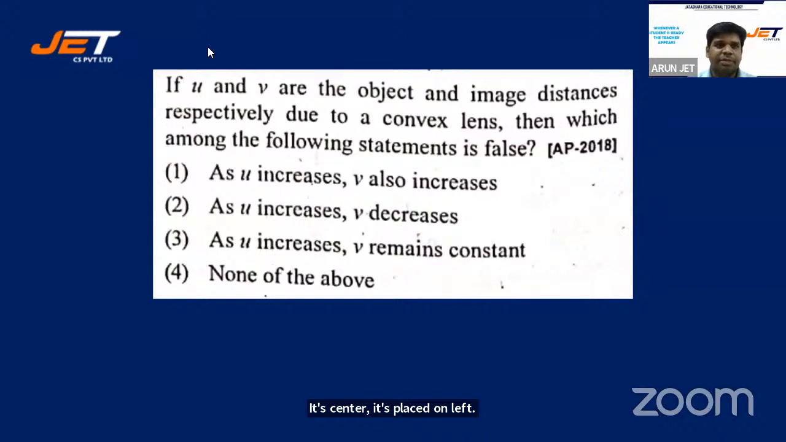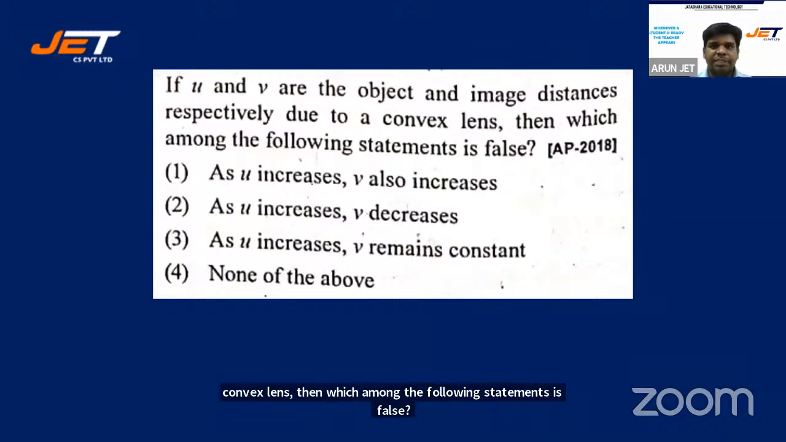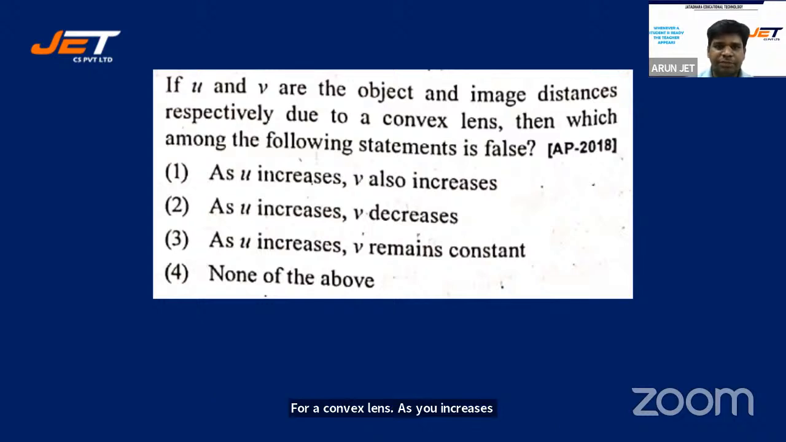All right, over here. If u and v are object and image distances respectively due to a convex lens, then which among the following statements is false? For a convex lens, as u increases, v also increases. As u increases, v decreases. As u increases, v remains constant. None of the above.